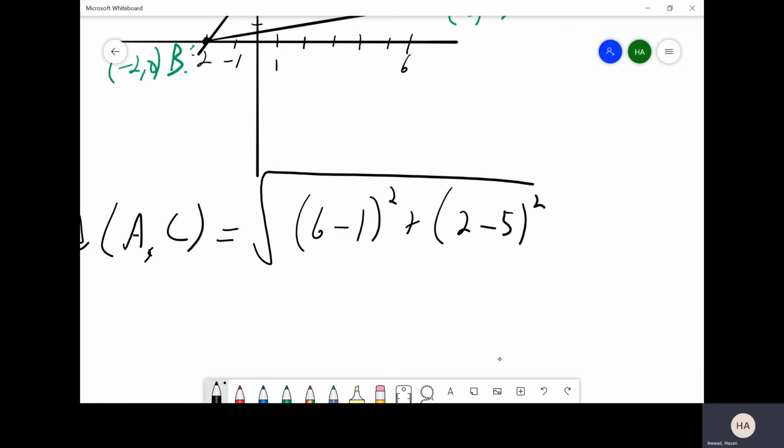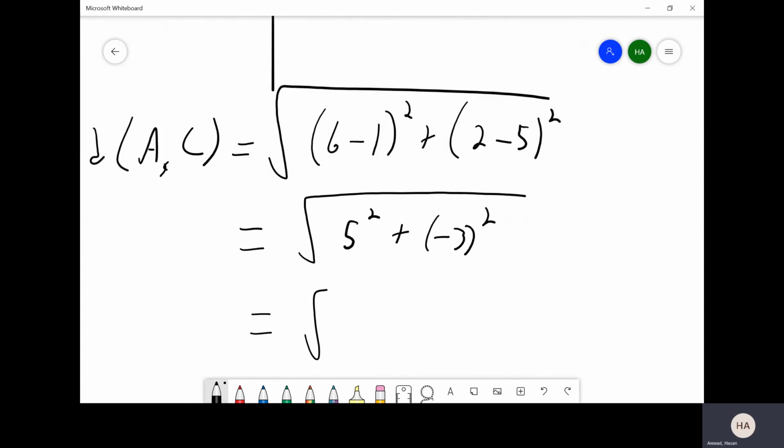All right, let's simplify this down. 6 minus 1 is 5 squared. So we have the square root of 5 squared plus 2 minus 5 is -3 squared. And we see here that we're going to get the square root of 25 plus 9, which is the square root of 36. Wait, 36, is that right? No, I'm sorry, 34. Ooh, that would have been a bad mistake to make. Okay, square root of 34. Went too fast there. All right, so we have the square root of 34.